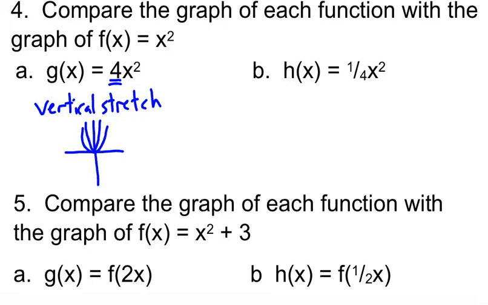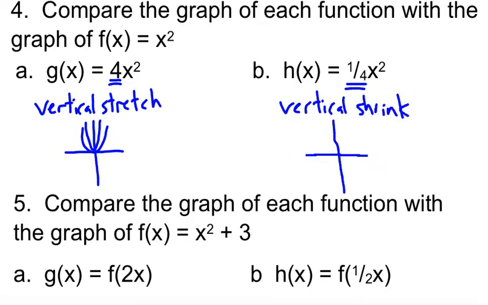Let's look at b. H of x is 1/4 x squared. So what is the effect of multiplying by a fourth? Again, using what we just learned, since that factor, c, is in between 0 and 1, this is going to be a vertical shrink.